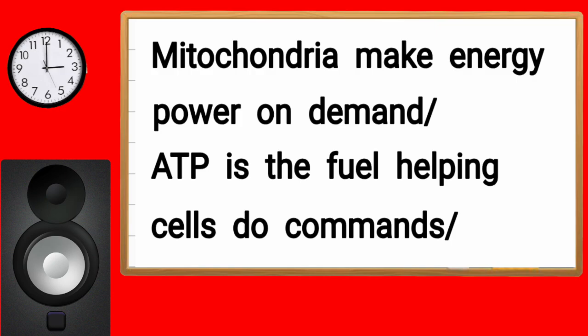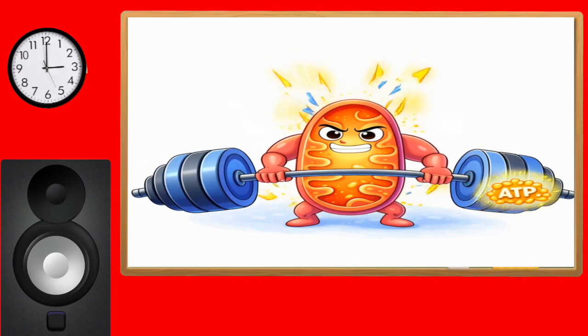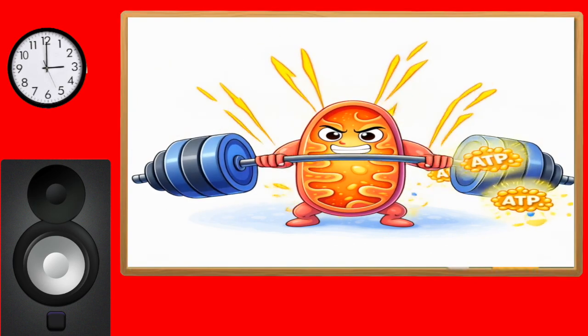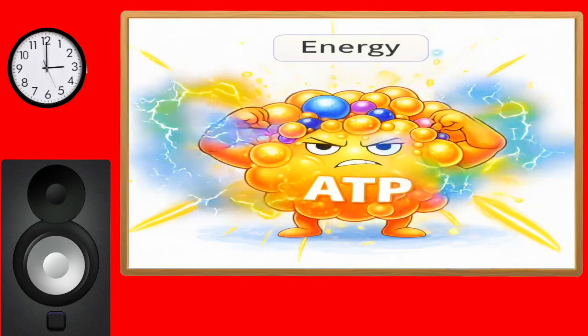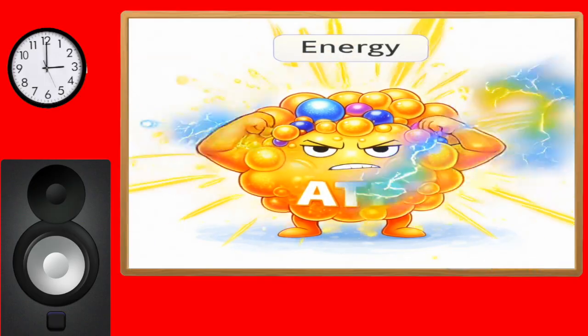Mitochondria make energy, power on demand. ATP is the fuel, helping cells do commands. Mitochondria produce energy that the cell needs to function. That energy is stored in a molecule called ATP, which cells use as fuel.